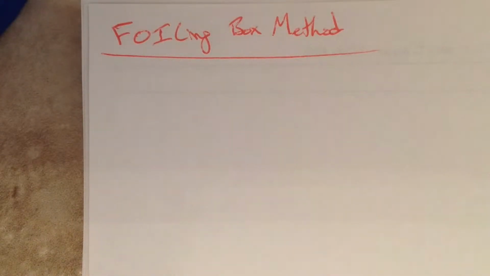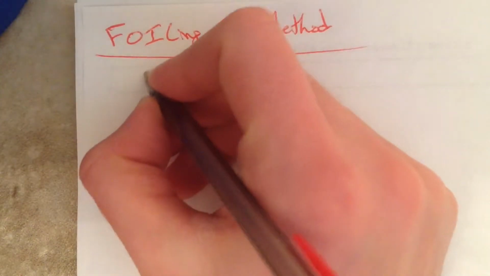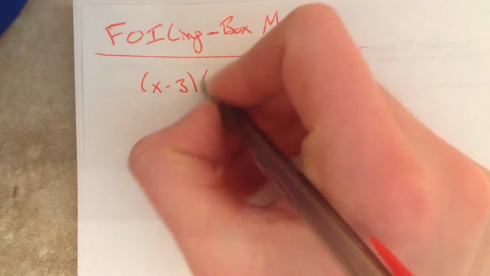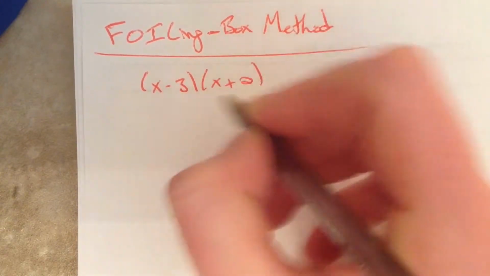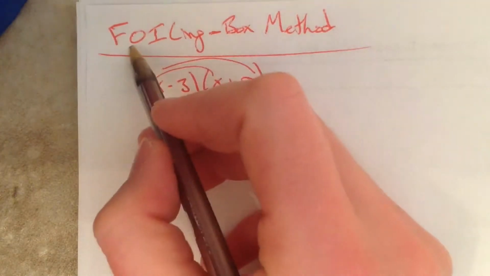So we've seen foiling before, and I want to introduce you to another method. This is called the box method. So, for example, I'm given x minus 3 and x plus 2, and I want to FOIL this. So originally we went through and we multiplied like this: first, outer, inner, last.